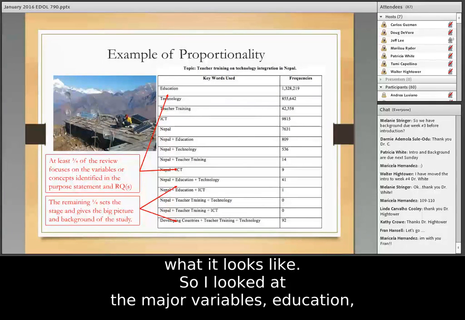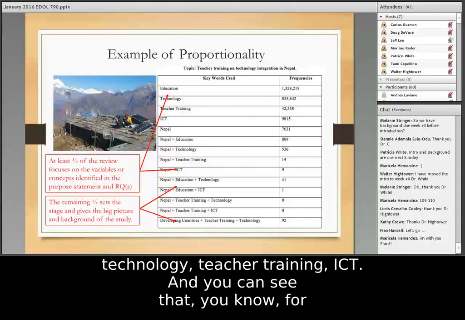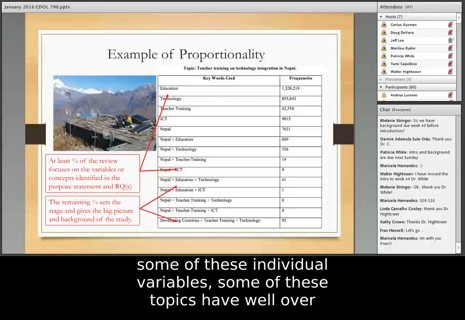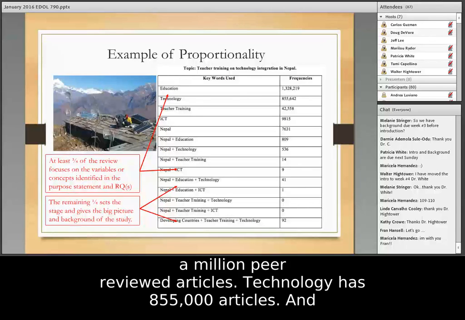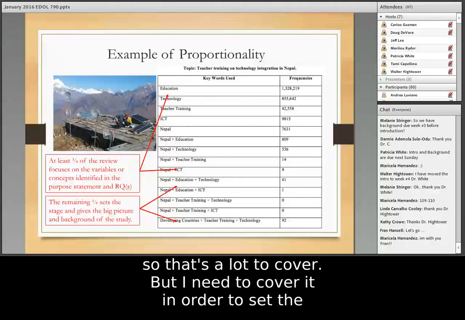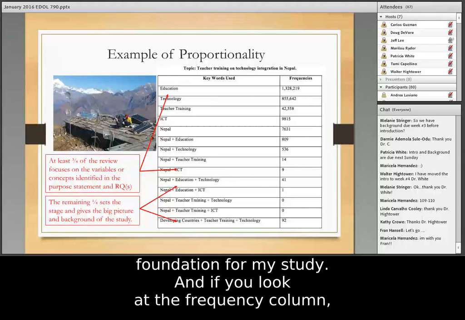So I looked at the major variables: education, technology, teacher training, ICT, and you can see that for some of these individual variables, some of these topics have well over 1 million peer-reviewed articles. Technology has 855,000 articles. And so that's a lot to cover, but I need to cover it in order to set the foundation for my study.